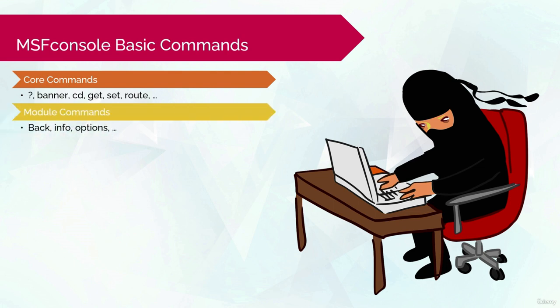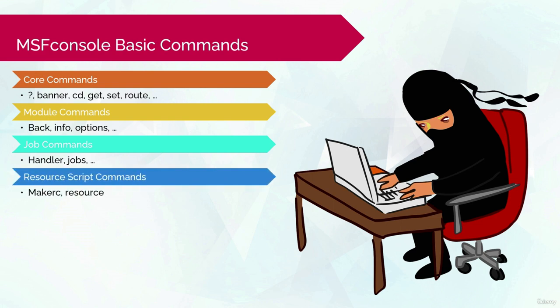Module commands. They're there to help you move between modules and to pass values to the variables. You can view and use a module with these commands. Job commands are basically used for interacting with your sessions to view the status of the jobs that you've started. Resource script commands allow you to record and to run your own scripts to automate your routines. Developer commands allow you to edit the files and interact with Ruby.